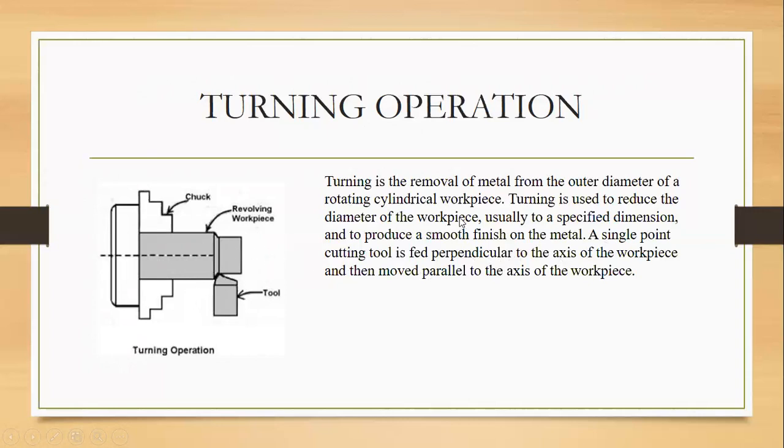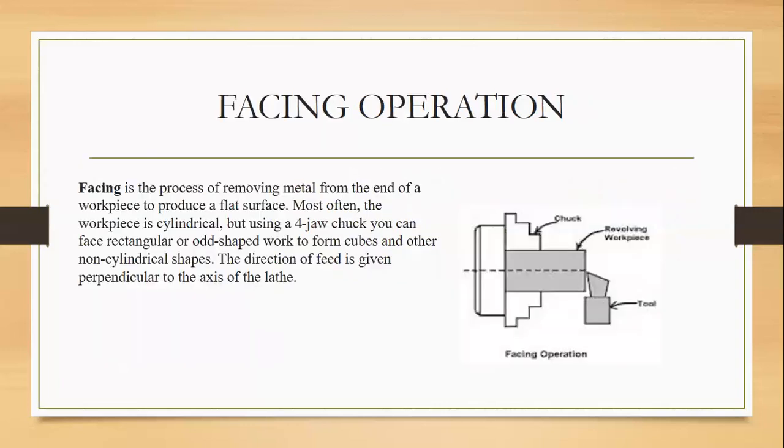So what is the turning operation? We remove material from the outer diameter. By using this operation, we reduce the diameter of the workpiece. And what is the position of the cutting tool? The cutting tool is placed perpendicular to the axis of the workpiece and moved parallel to the axis of the workpiece. In this way, we do the turning operation to reduce the diameter of the workpiece.